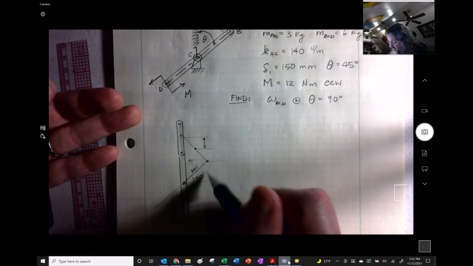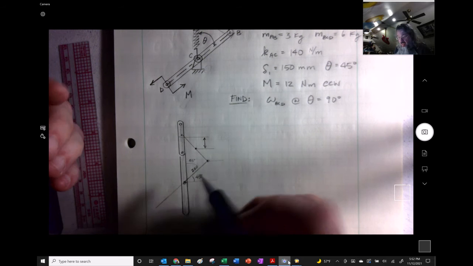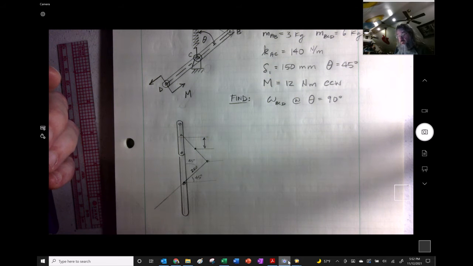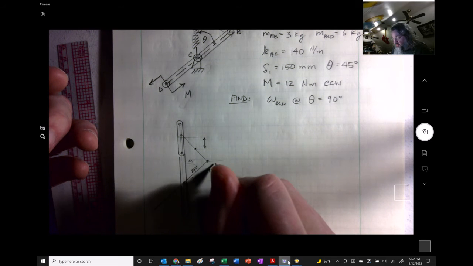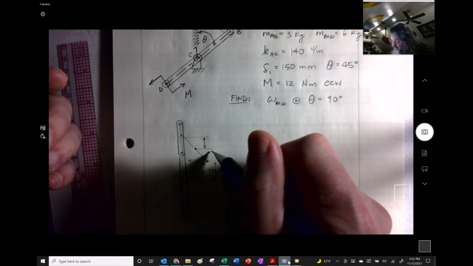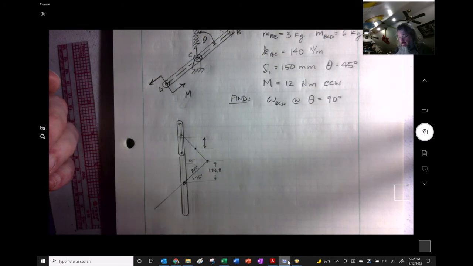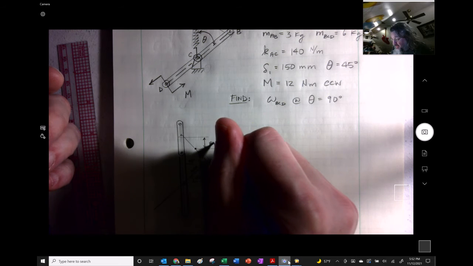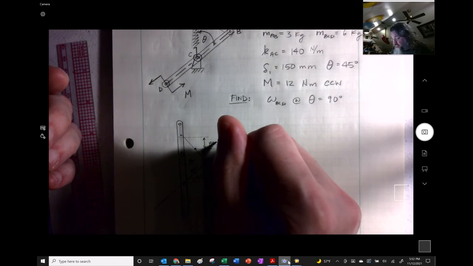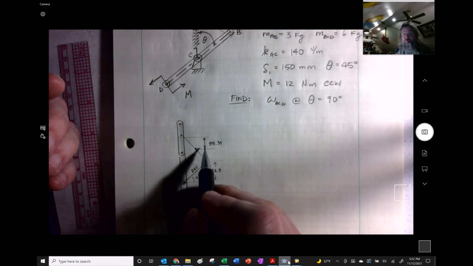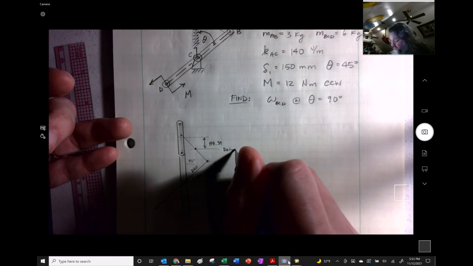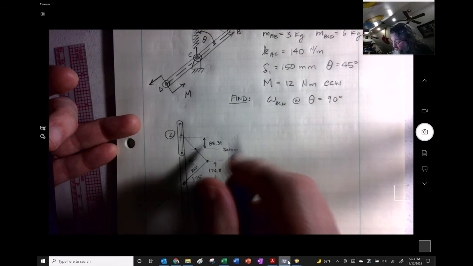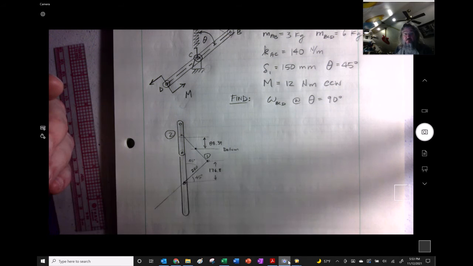This distance right here would be 250 times the sine of 45, so this distance would be 176.8 millimeters right in there. This distance is going to be half of that, and so is this. So this is going to be 88.39 millimeters of travel. We could consider this one the datum. And so this is position 2, where this is position 1 right there.